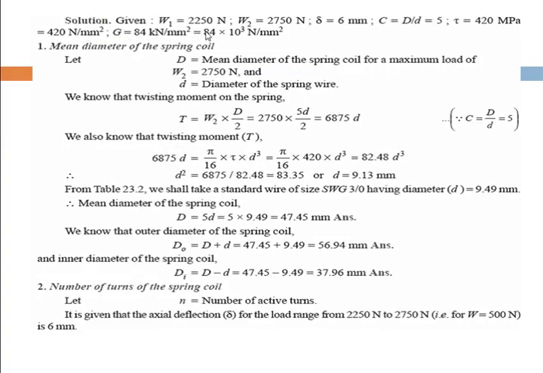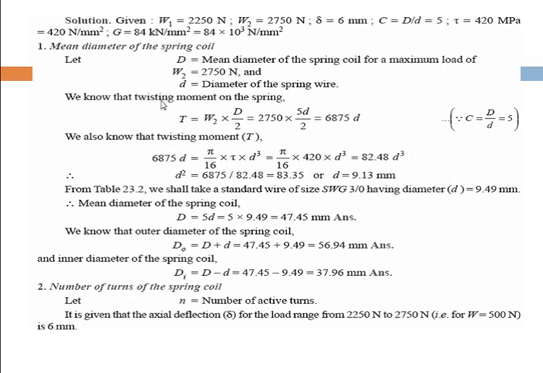Now see the given data, W1 and W2. W1 is equal to 2250 newtons and W2 is 2750 newtons. This is the range. Delta deflection is given as 6 mm, spring index 5 was given, shear stress 420 newton per mm square, and modulus of rigidity 84 into 10 cube newton per mm square. Now we need to find out the mean diameter of the spring coil.